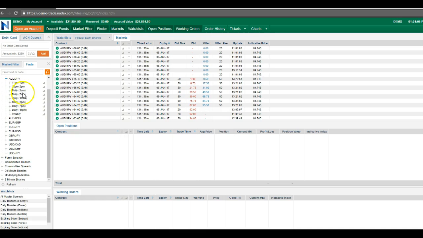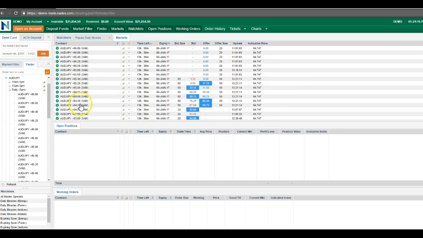So if this has an expiry of 3 a.m., a signal will come out about 2.5 hours prior, giving you a direction for a particular strike price to be able to get into.